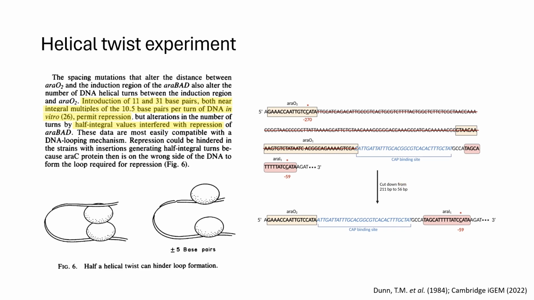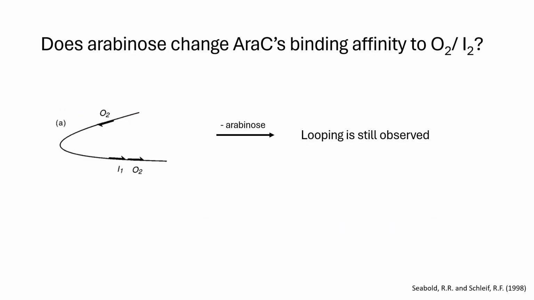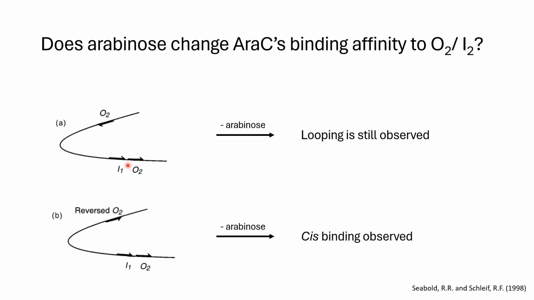An interesting question was whether arabinose induction caused conformational changes in the DNA binding domain, such that its binding affinity for O2 is now lower than I2. To test this, the same group replaced I2 with an additional O2 site, and if this hypothesis is true, looping would not occur in the absence of arabinose. However, it was still observed, and if they reversed the directionality of the distal O2, then looping did not occur.